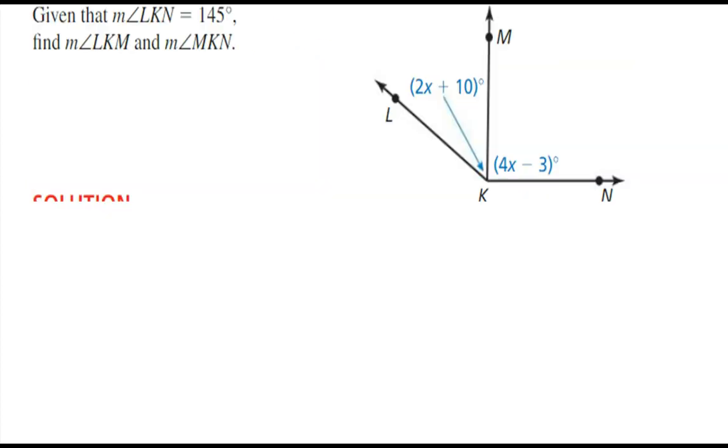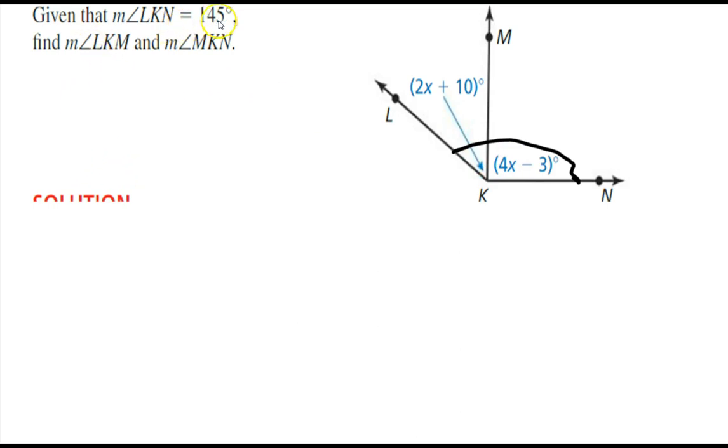Here's an example problem for us to work on. Given the angle LKN, so here's LKN. LKN is the measurement from here all the way to here, this angle. I could have made it a little smaller here, but you get the idea. So it's this angle from here to here.